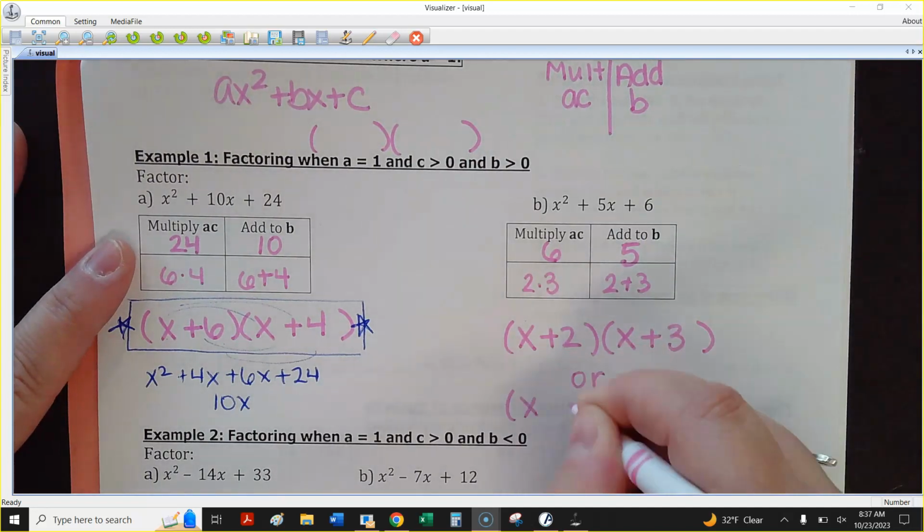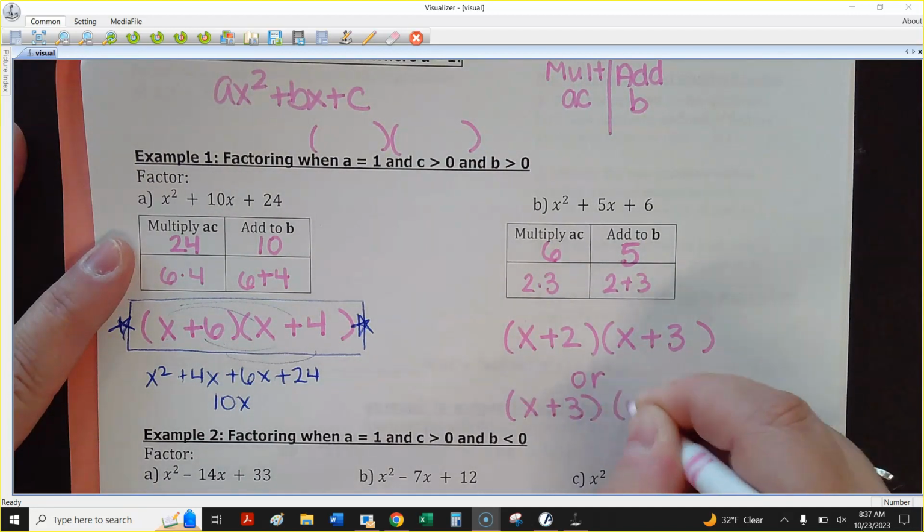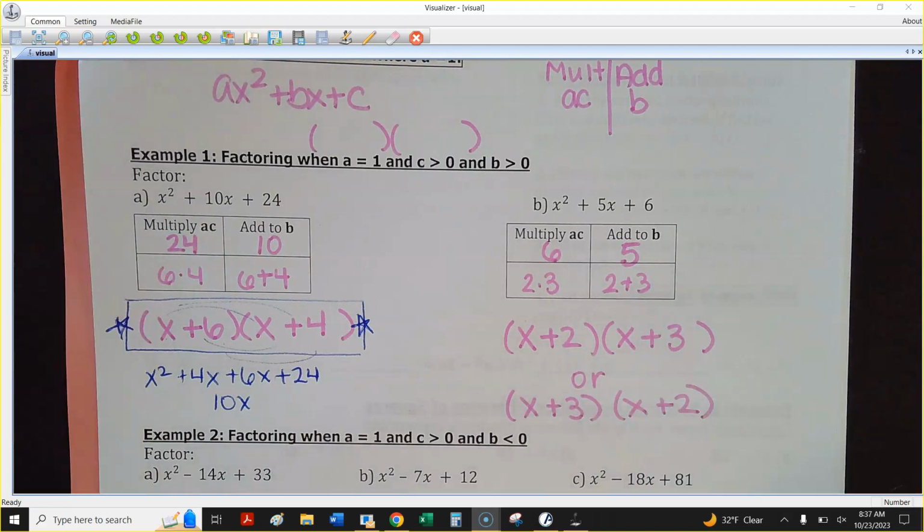So if I wanted to put the x plus 3 first and the x plus 2 second, that's exactly the same answer. So it doesn't matter the order that you put them in. It just matters that you have the two correct numbers. So either way, both of those are correct. Is anybody having a question? Okay.